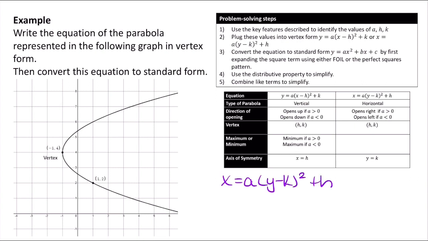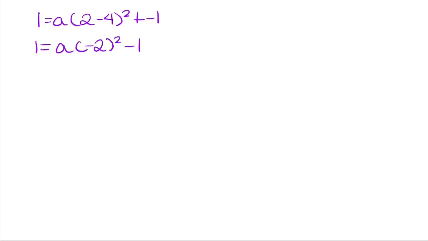Once again, we have the vertex. The vertex is at negative 1, 4, so that's going to be the h and k values. We have 1, 2, which is a point, so that's going to give me my x and y values. So let's plug this all in. Plugging this all in gives us the equation 1 equals a times 2 minus 4 squared plus negative 1. So we have 1 equals a times 2 minus 4 is negative 2, so we have negative 2 squared minus 1. Negative 2 squared is 4, so we have 1 equals 4a minus 1.